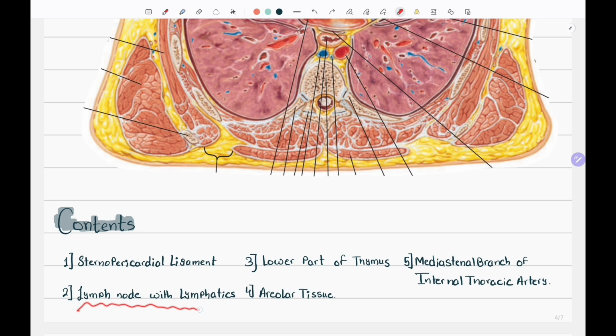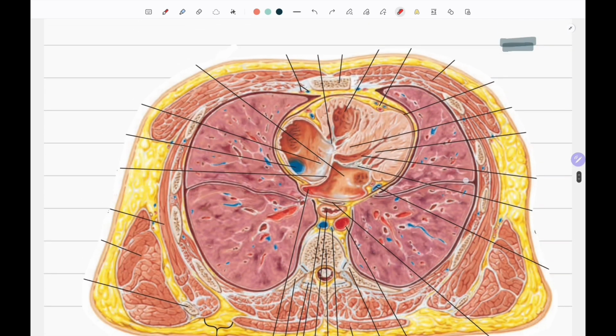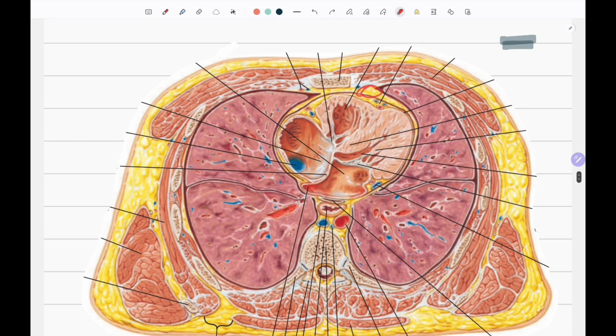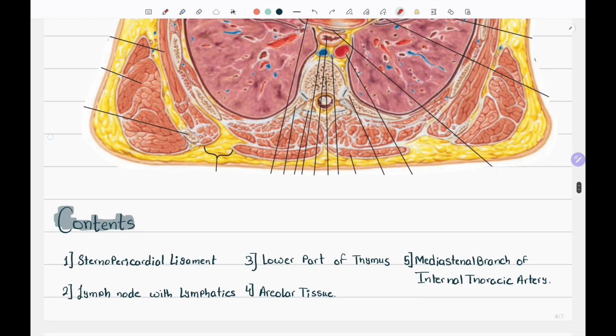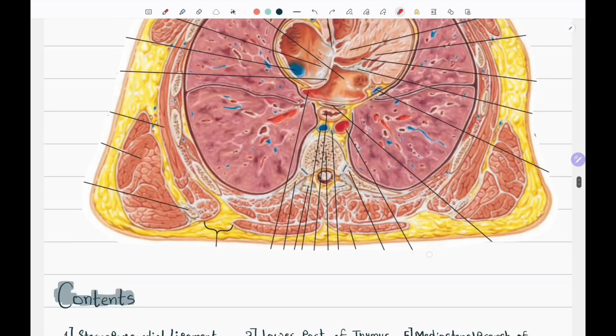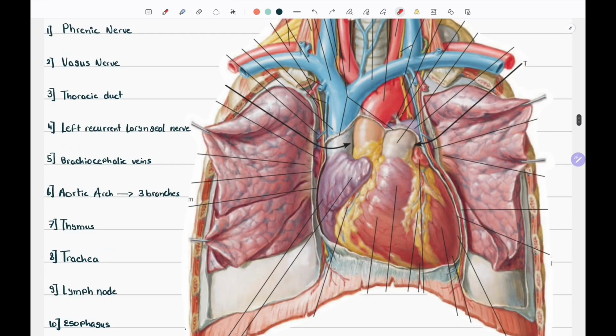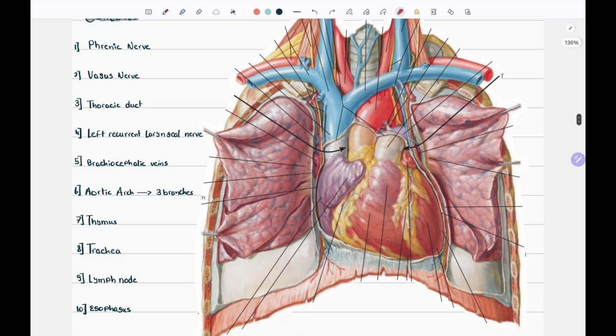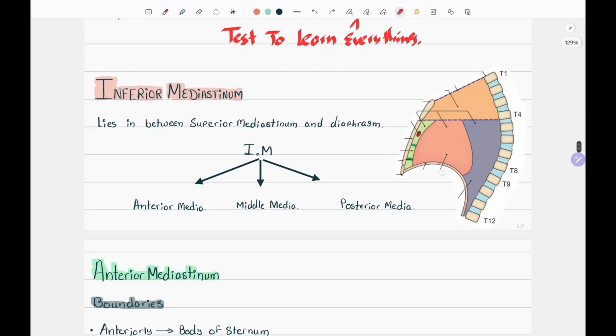Secondly, lymph nodes with the lymphatics. There are numerous lymph nodes in the thorax cavity. These lymph nodes are one of the contents of the anterior mediastinum. Then the lower part of the thymus. As I have already told you, the upper part of the thymus was in the superior mediastinum, and the lower part of the thymus falls in the inferior mediastinum.